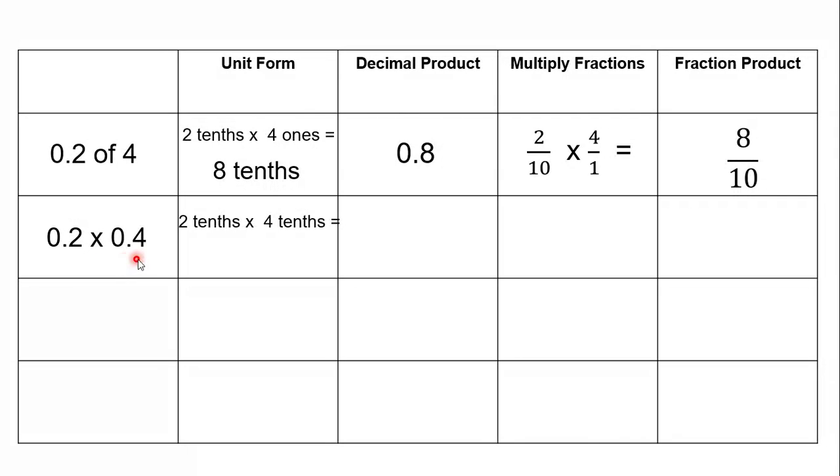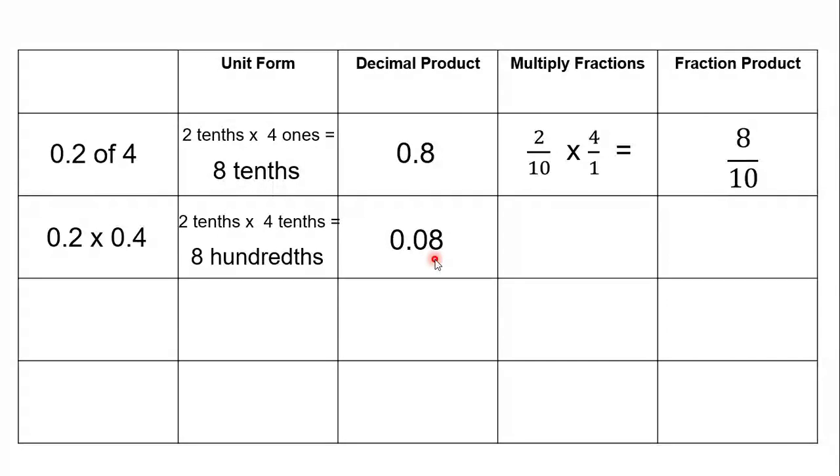Now we have 0 and 2 tenths times 0 and 4 tenths. So we can write this in unit form as 2 tenths times 4 tenths. 2 times 4 is 8, and tenths times tenths is hundredths. So our answer is 8 hundredths, which can be rewritten as 0 and 8 hundredths.